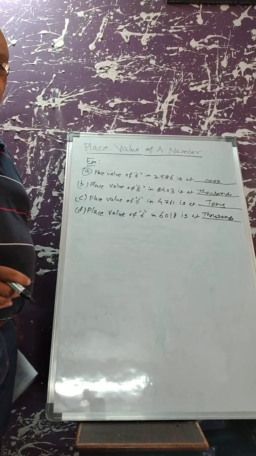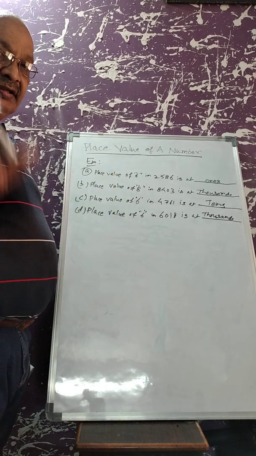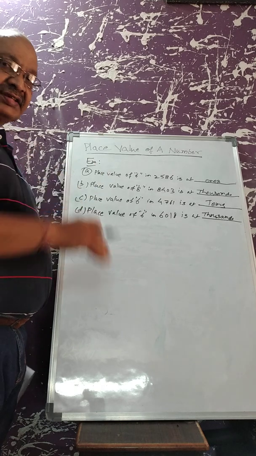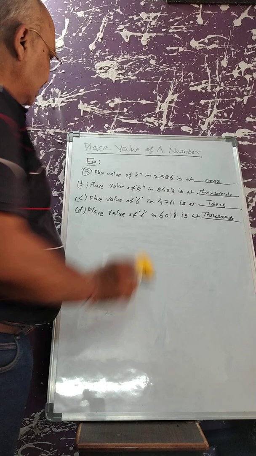Okay. So if somebody is asking the place value, if they are giving you the numbers and asking the place value of any digit, you can give the answer in this way.